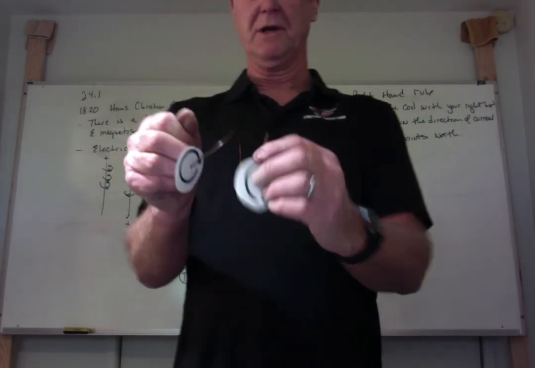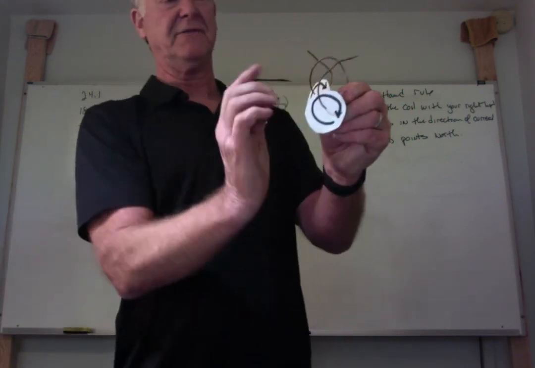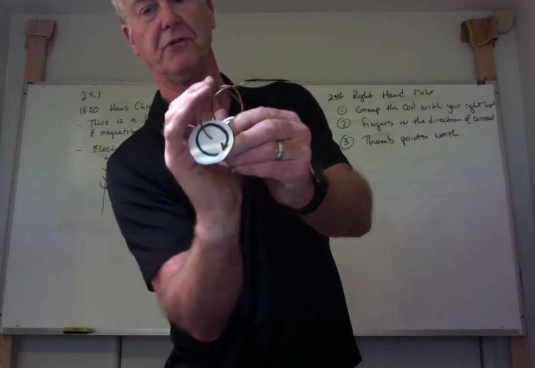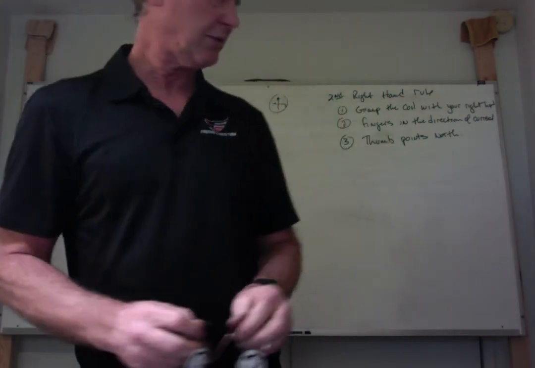If this is my coil of wire, what I would do is I would say which end is positive and which is negative. If this is the positive end, then my fingers are going to go this direction, and my thumb is going to be pointing north.